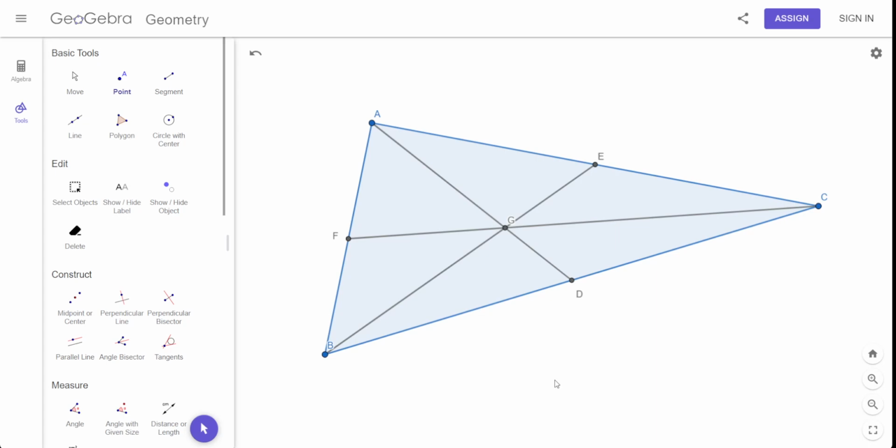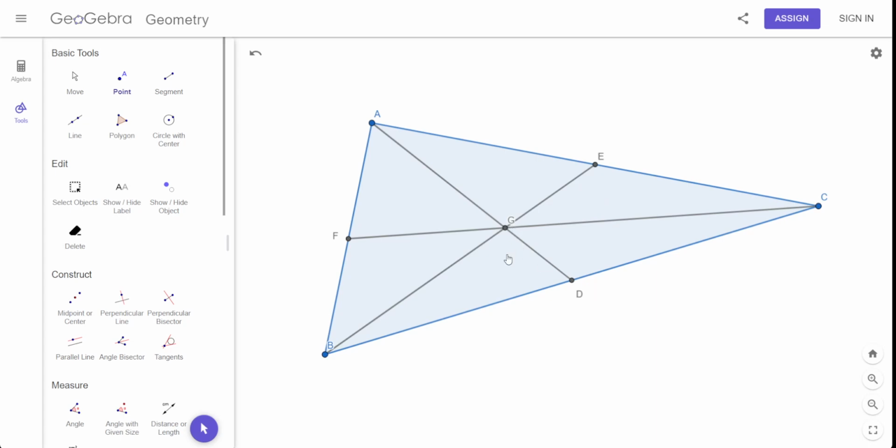So a median, it's a line segment. It could be a line, but in our situation, it's a line segment, okay? In fact, we're not ever going to say line on this, what we're talking about right here. It is a line segment that goes from a vertex of a triangle to the midpoint of the opposite side, okay? That is a median, all right?